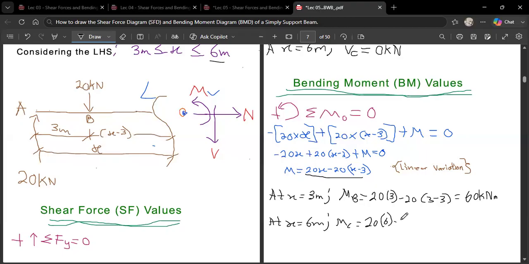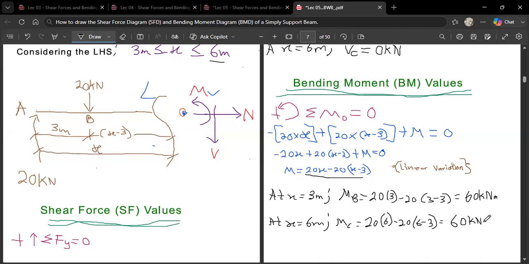Minus 20 into brackets 6, because this 6 is here, that's why I'm writing this 6 over here, minus 3. At the end of the day, what is that going to give you? Punch it quickly on the calculator and tell me the answer. You realize you're going to get 60 kilonewton meters. Okay. So this is also going to give you 60 kilonewton meters. As simple as that. So we're going to take our last cut to calculate for it.